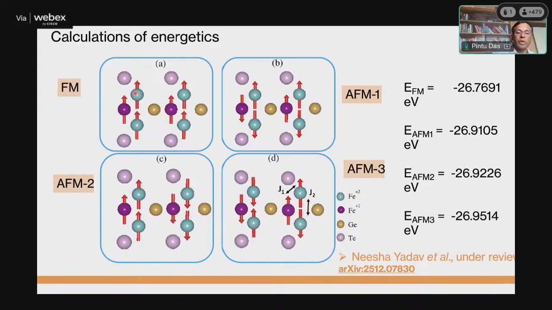Now if you consider this as ferromagnetic state, you consider a different kind of antiferromagnetic state, and yeah, so there are three different kind of antiferromagnetic state possible in this case, and then we calculated all of their ground state energies, in this case, all of this. Okay, and we see that this one is the lowest energy state, which we call the energy of an AFM3 state, which is minus 26.9514 electron volt.